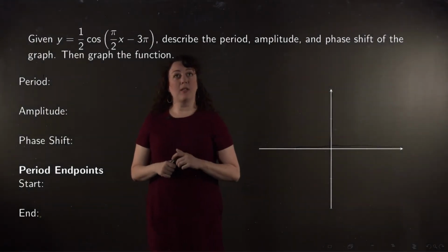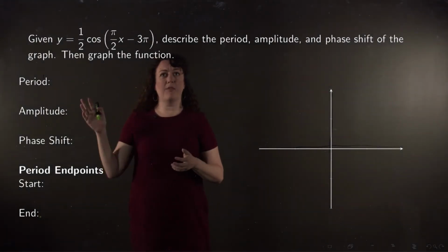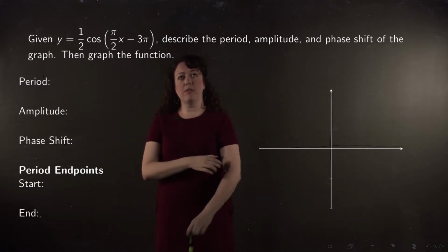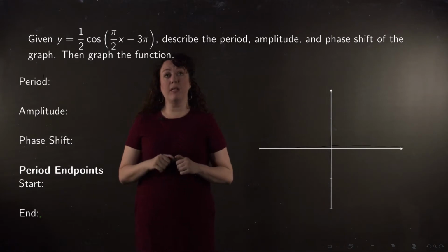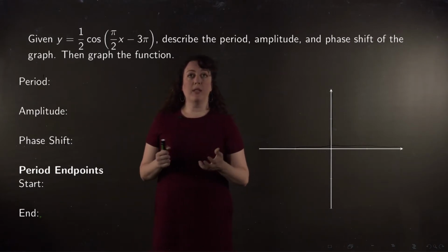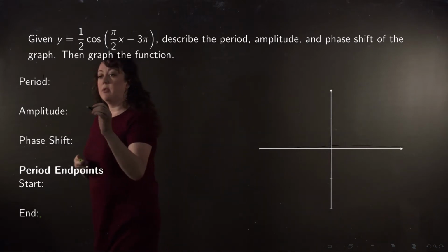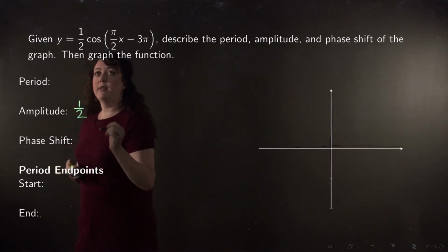This time we're given a cosine function, but the steps are the same for finding period, amplitude, phase shift, start, and end. The only thing that's going to change is when we graph it, we have to do something different with our key points. So when we're looking at this function, the amplitude is still going to be the number out front. So the amplitude of this graph is going to be 1/2.